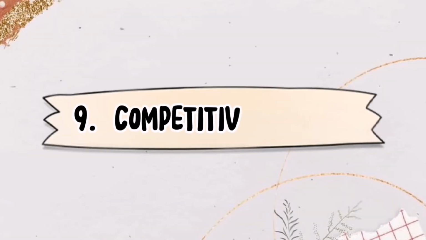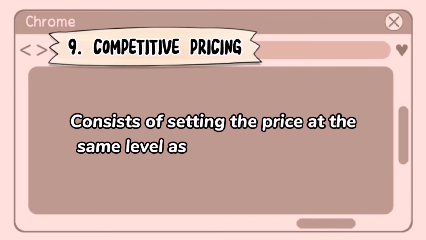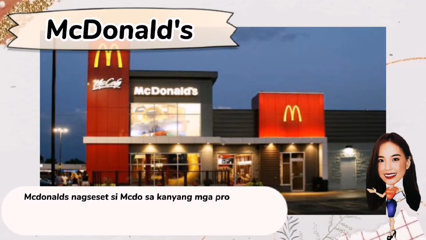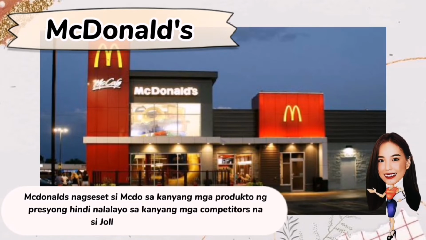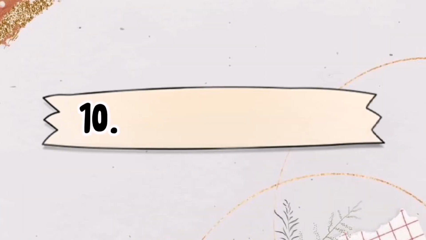Number 9. Competitive pricing consists of setting the price at the same level as one's competitors. Example, McDonald's. Nagsiset si McDo sa kanyang mga produkto ng presyong hindi nalalayo sa kanyang mga competitors na si Jollibee, KFC, and so on.